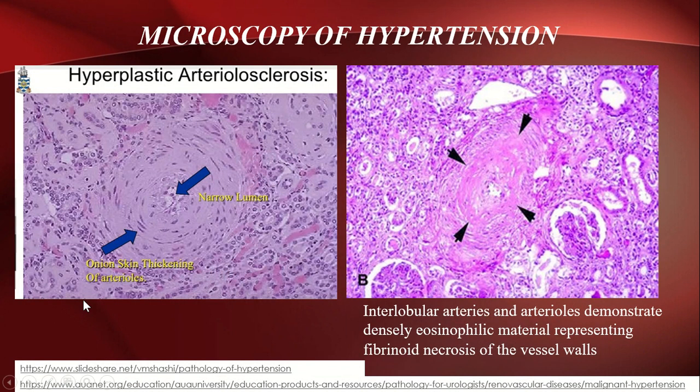In this slide, you see the microscopy of hypertension. This biopsy was taken from a chronic hypertension disease. Here you see the changes in the wall of the arterioles, onion skin thickening of arterioles, and narrowing of the lumen. But this biopsy was taken from malignant hypertension kidneys, and here you see the interlobular arteries and arterioles that demonstrate densely eosinophilic material representing fibrinoid necrosis of the vessel walls. This is the microscopy of malignant hypertension.